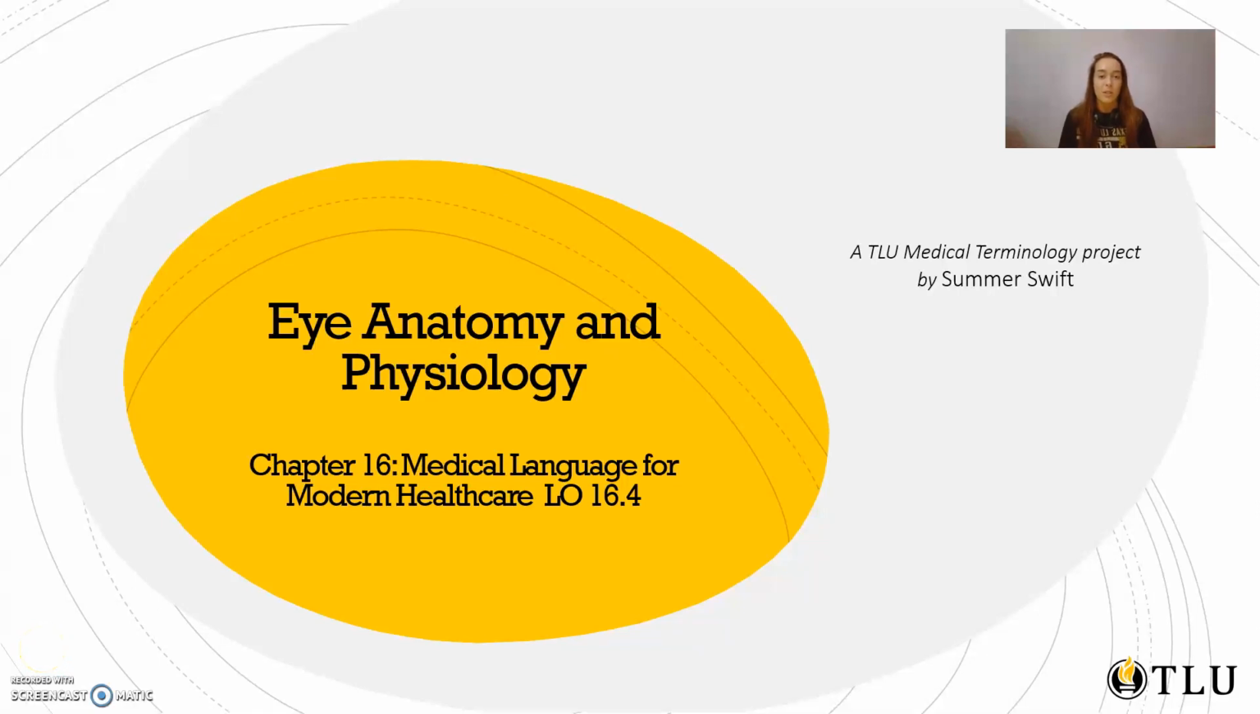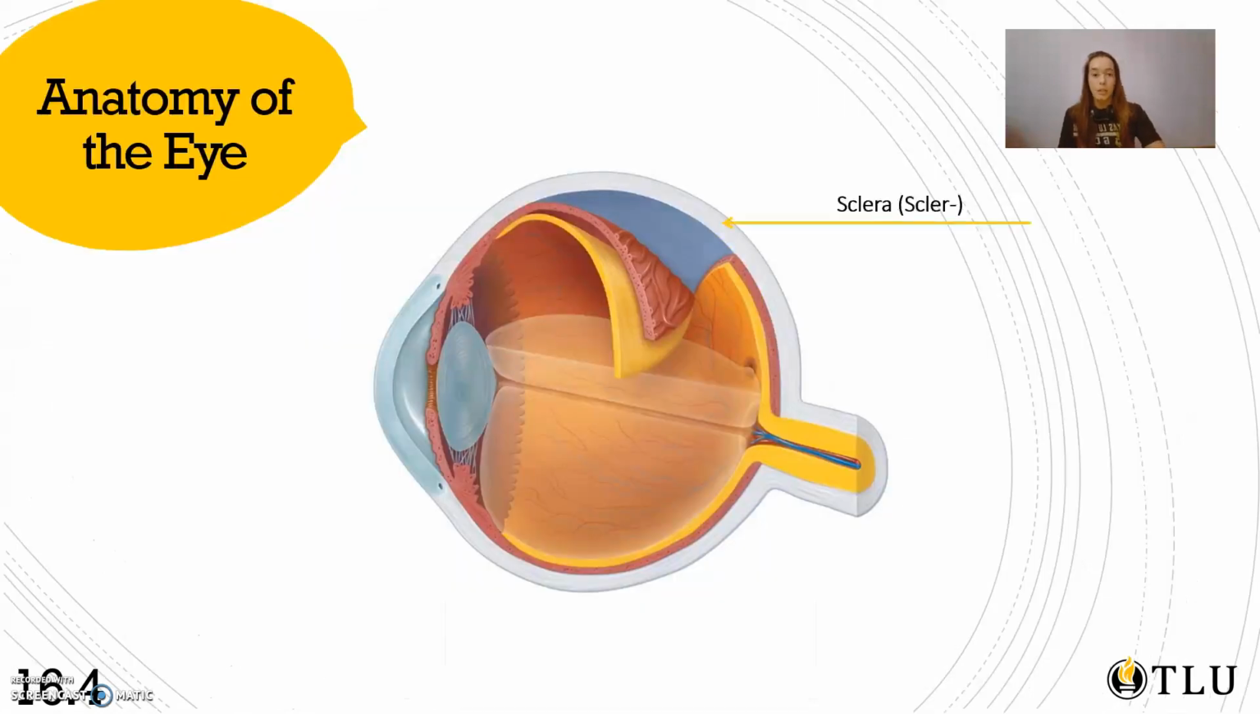I'm a student at Texas Lutheran University, and I'm an SI for Anatomy and Physiology. This is a project for my medical terminology class. I will be focusing on Chapter 16, specifically Learning Objective 16.4, Eye Anatomy and Physiology. So the anatomy of the eye, I'm going to go structure by structure for you.